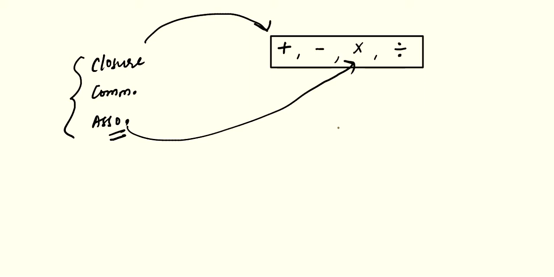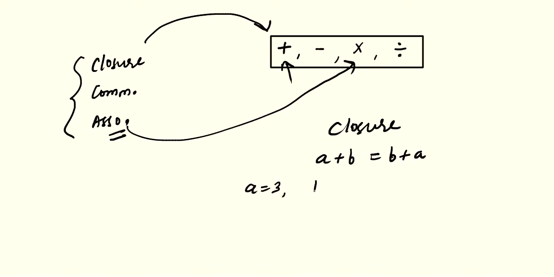The first is the closure property. For example, we are trying it for addition. If a plus b equals b plus a, let's suppose a is 3 and b is 5. So 3 plus 5 equals 5 plus 3. The result is the same, that is 8. So in addition, the property is applicable.